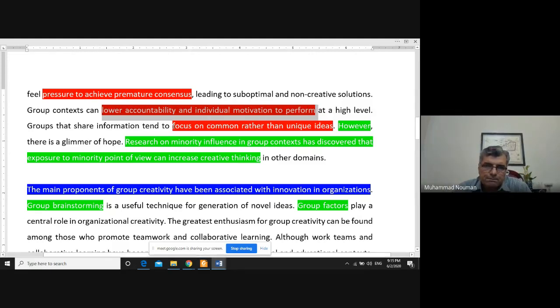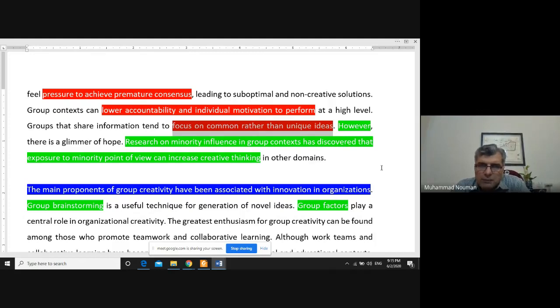Similarly, one other factor responsible for inhibiting creative ideas within groups is the focus on common rather than unique ideas. And this connects with the earlier point about the pressure to achieve premature consensus.